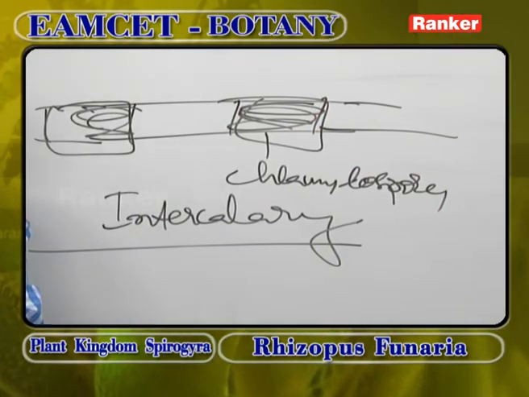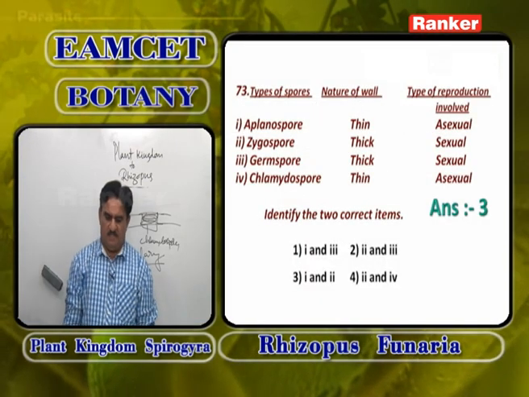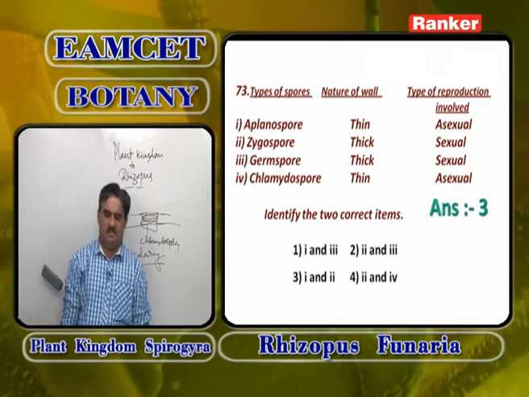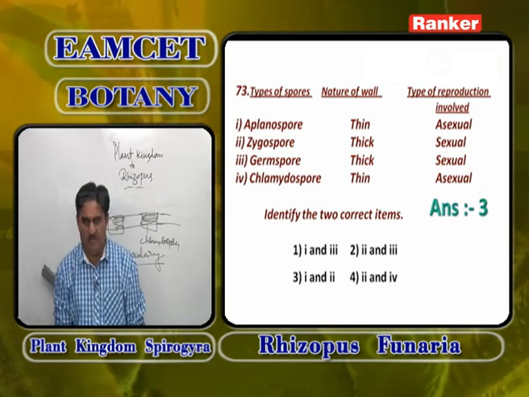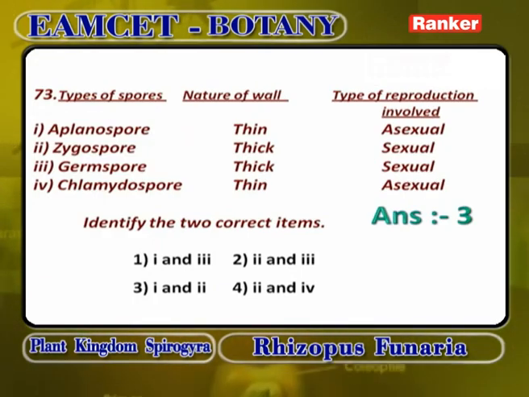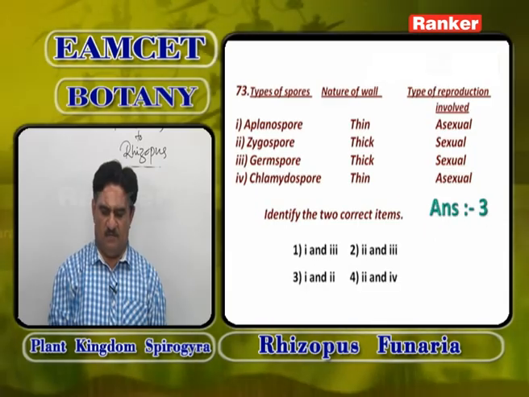So, aplanospore thin-walled asexual spore is correct. Zygospore thick-walled sexual spore is correct. Gemmospore thick-walled is wrong. Gemmospore is always thin-walled. Sexual is correct. Chlamydospore thin-walled asexual is correct, but thin-walled is wrong, because chlamydospore shows a very thick layered wall. So, for this the answer will be aplanospore thin-walled asexual reproduction, zygospore thick-walled sexual reproduction. So, the answer is the third one; 1, 2 and 4 are wrong.